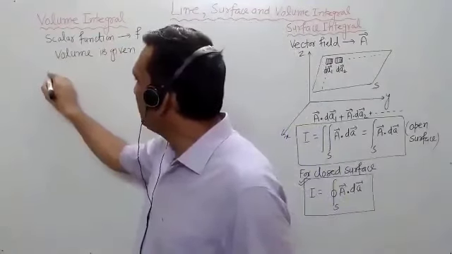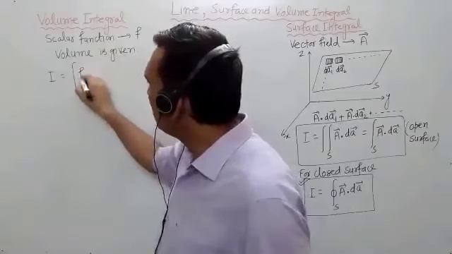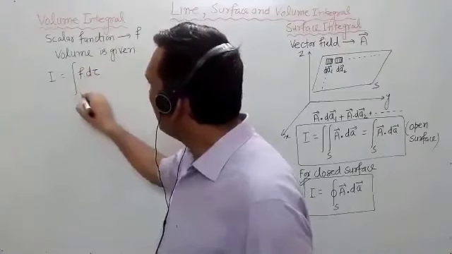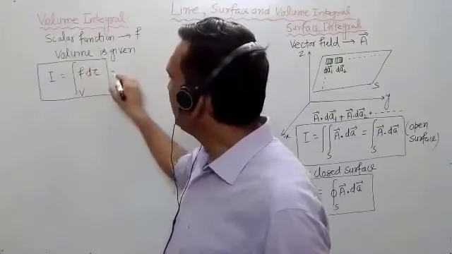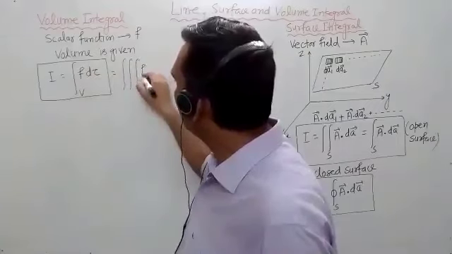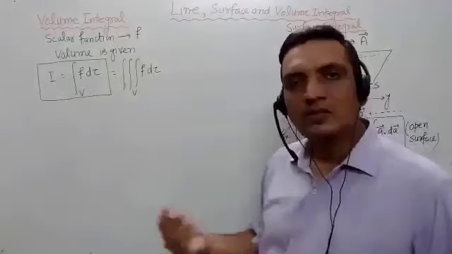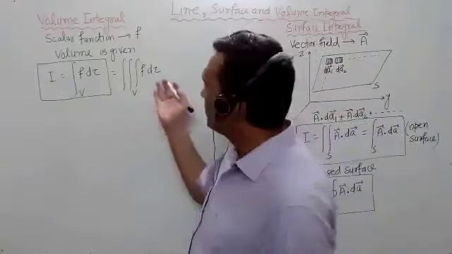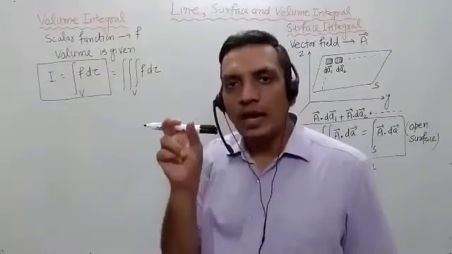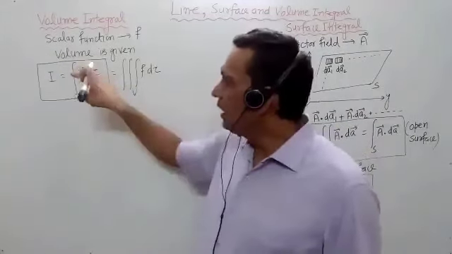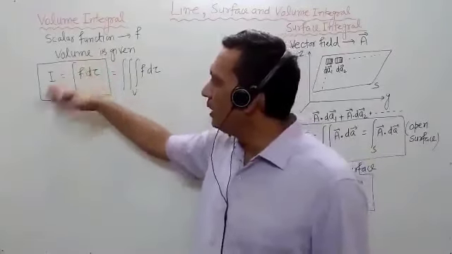So that integral is simply given by: you have to divide that volume into elemental volumes, and you know the elemental volume is d tau. So just find f d tau. And this is the triple integral. Actually, this integral is a triple integral because d tau has three variables: x, y, z, or r theta phi, or r phi z. You have to divide the volume into elemental volumes, multiply with f, then add up. It's a continuous volume. So you will get the volume integral over f.